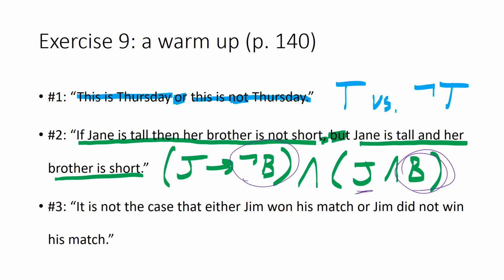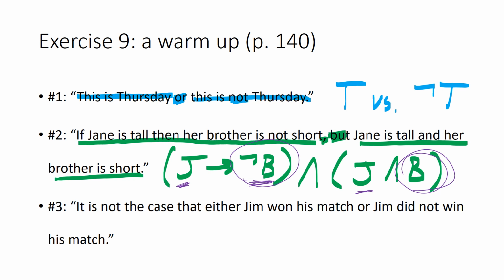So we know J is a case, so we could affirm the antecedent. We could then affirm the consequent, but we have not B versus B, and those are contradictory propositions. So we violated the law of contradiction. So sentence 2 is logically impossible.